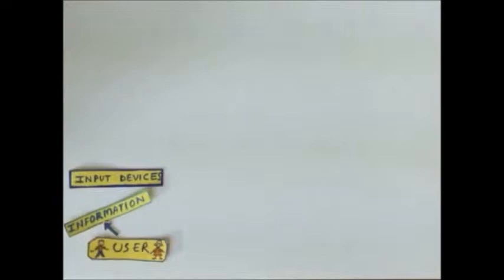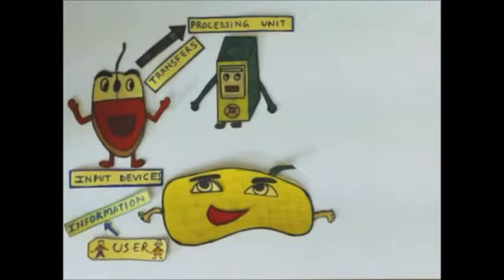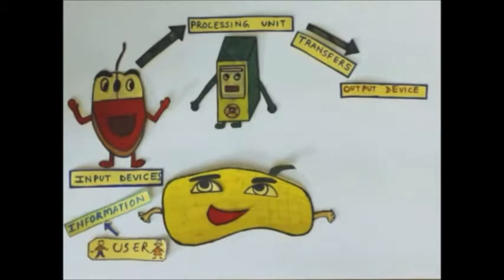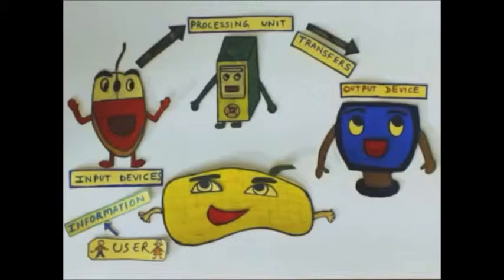When the user enters the information through the input devices, mouse and keyboard, it goes into the brainy CPU, where the whole processing takes place, and then the result can be seen on the output device, which is you, monitor. So how can any one of you work without each other's help? Yes, together we form a computer.